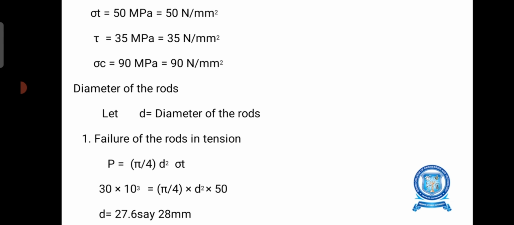Here, the diameter of the rod: let small d equal the diameter of the rod. First we want to find the failure of the rod in tension. The suitable formula we know, P equal to pi by 4 d square into sigma T. P is given in our problem, 30 into 10 to the power 3, equals pi by 4 d square into sigma T, also given in our problem, 50. So finally we can find d equal to 27.6, so we may say 28 millimeter.